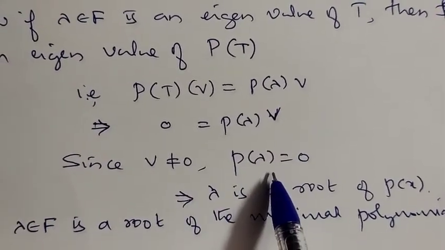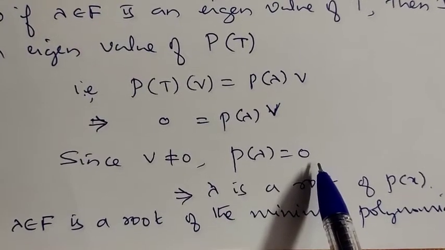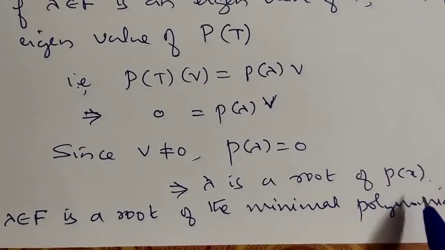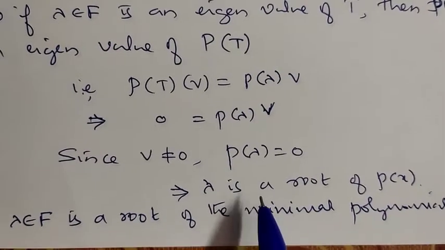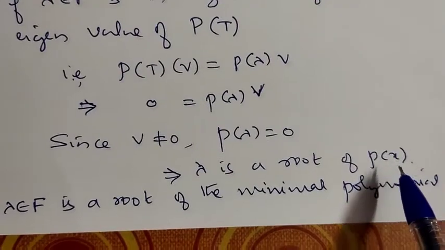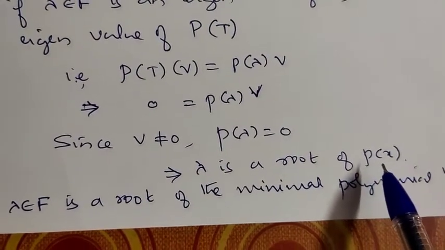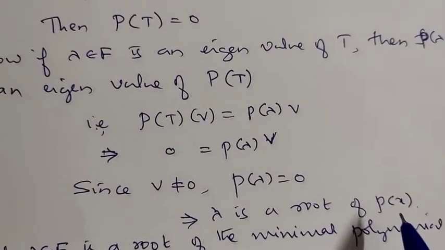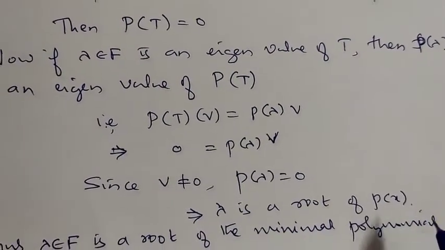Therefore what is the possibility? p of lambda is equal to 0. p of lambda is 0 means what? Lambda is a root of p of x. Lambda is an eigenvalue that is a root of the minimal polynomial p of x. Therefore the eigenvalues are the roots of the minimal polynomial. Okay, so the eigenvalues are the roots of the minimal polynomial.